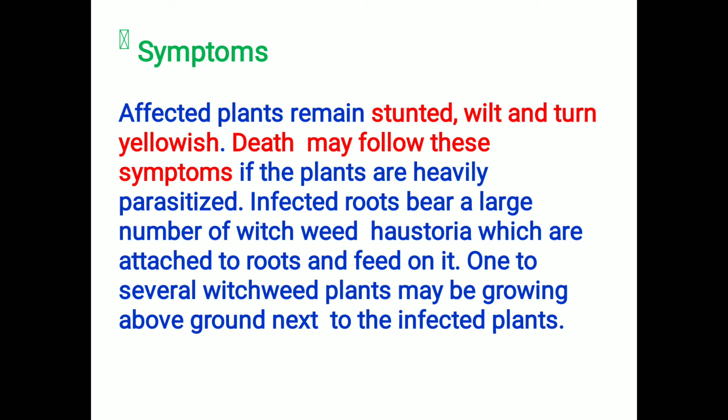As we know, Striga during its growth produces haustoria organ, and that haustoria is nothing but a sucking organ. They absorb or they suck the water and food material from the roots. So due to that the height of the plant is stunted because the water and food requirement is not fulfilled by the main host plant.